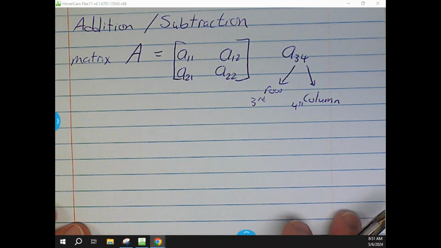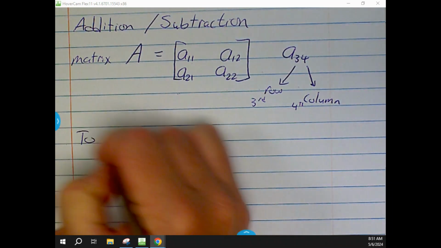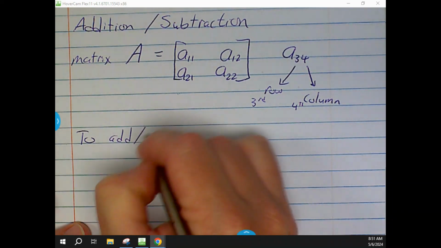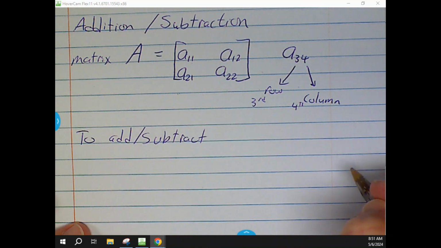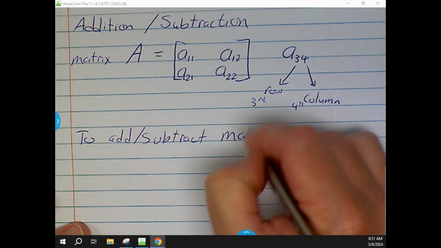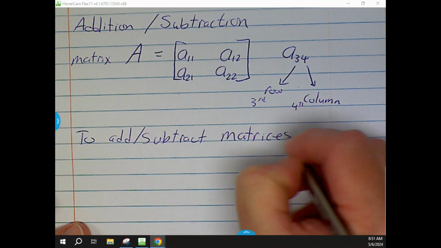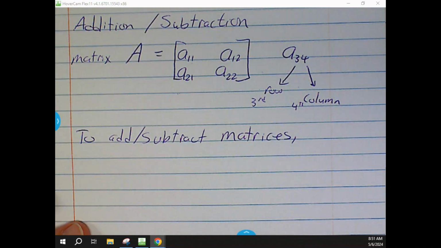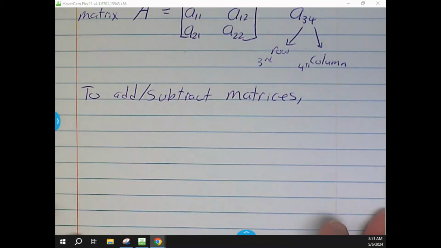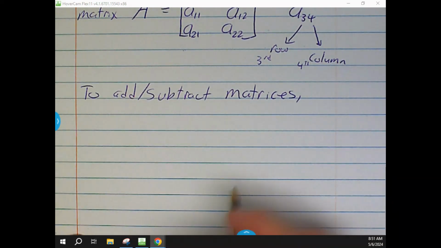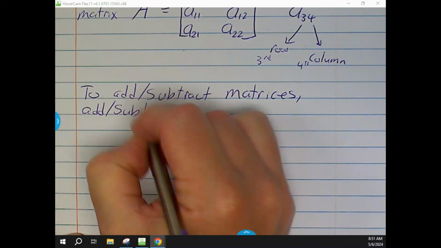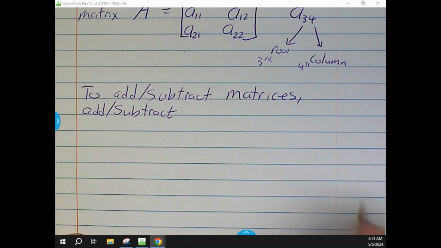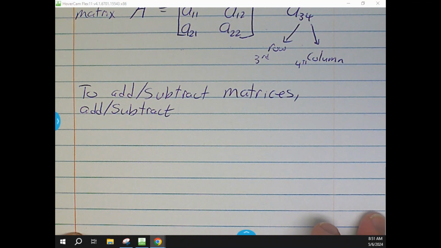Okay, addition and subtraction is really easy. So if you're going to add or subtract matrices, again, matrices is just the plural of matrix. And no, we're not watching the Matrix movies, by the way. As much fun as it would be to see that row of numbers flashing across the screen, we do not get to watch it. Sorry.